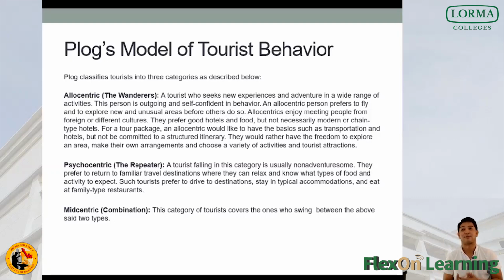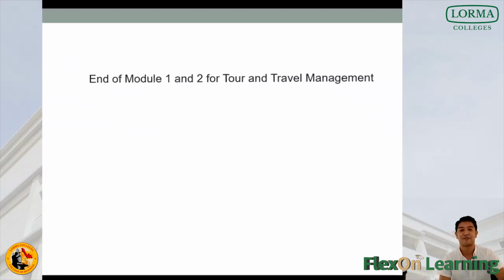So what type of traveler are you? Me, I am allocentric or I am the wanderer. I really love going to places with a wide range of activities. I love meeting new people, sharing my culture, sharing what I know, and learning about their culture also. I am really an allocentric person. I am an allocentric traveler.